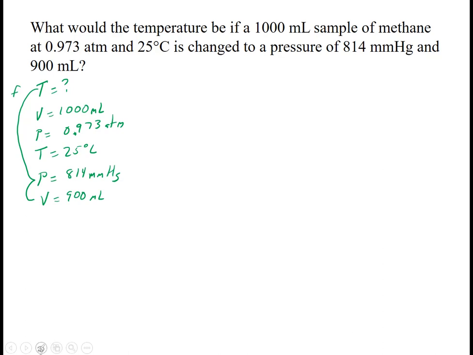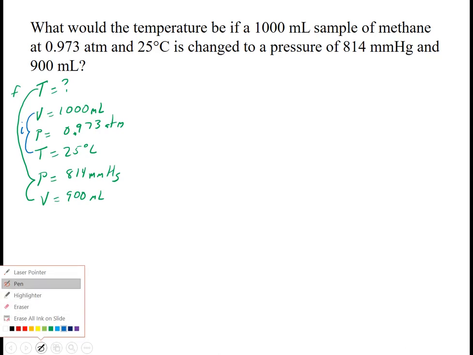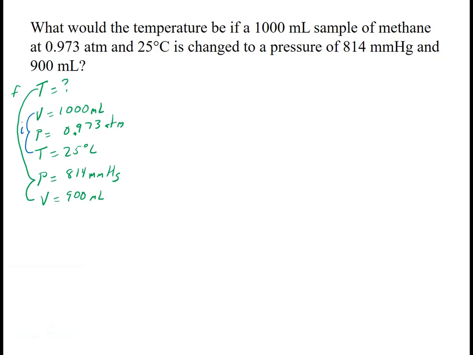And that means that these three are going to be my initial. Okay. So again, I have 2 volumes, 2 pressures, and 2 temperatures. So it's PI VI over TI is PF VF over TF.